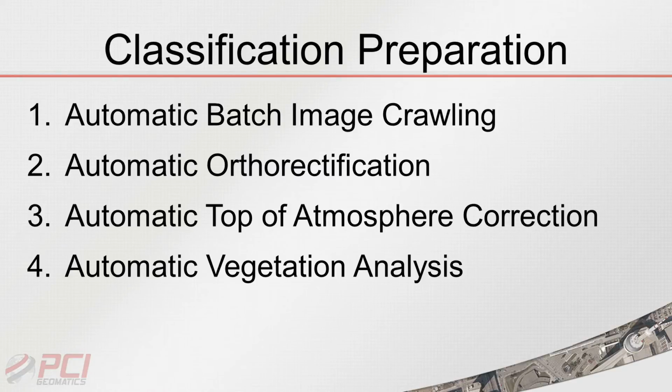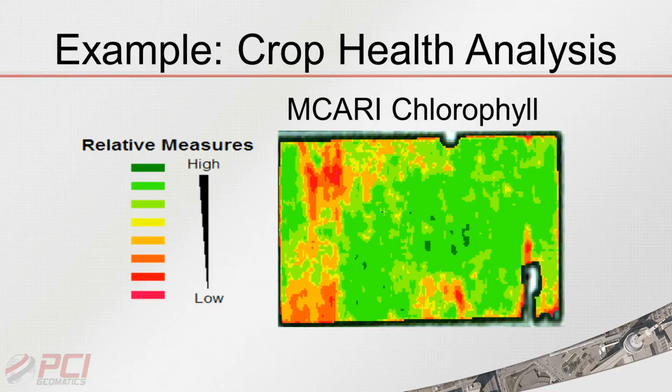And automatic vegetation analysis. We will compute a number of different vegetation indices to help with classification or for performing a variety of other agricultural analysis. For example, one of the indices that we generate is the M-carry, and this measures chlorophyll within plants. This can be used for looking for nitrogen deprivation of agricultural crops.